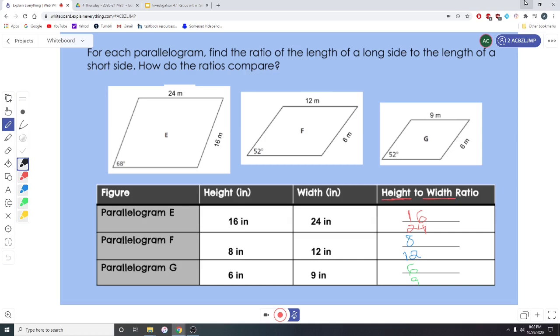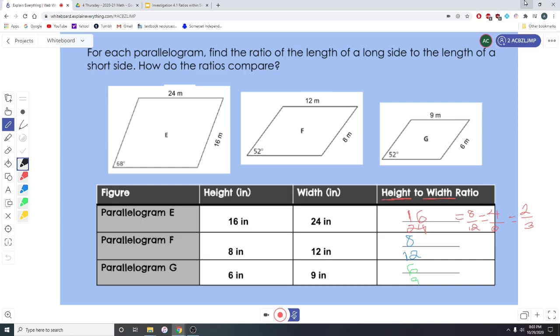Well, let's go ahead and reduce the first one. We can reduce this to 8 over 12. Well, notice we can reduce 8 over 12 even more and change that to 4 over 6. Notice we can even reduce that even more and change that to 2 over 3. So the first parallelogram can reduce to 2 over 3.